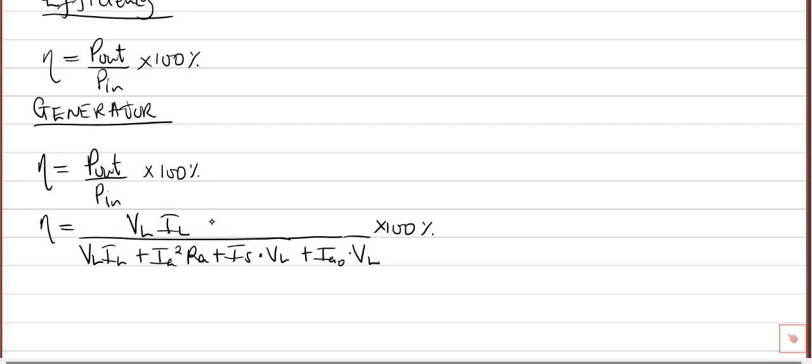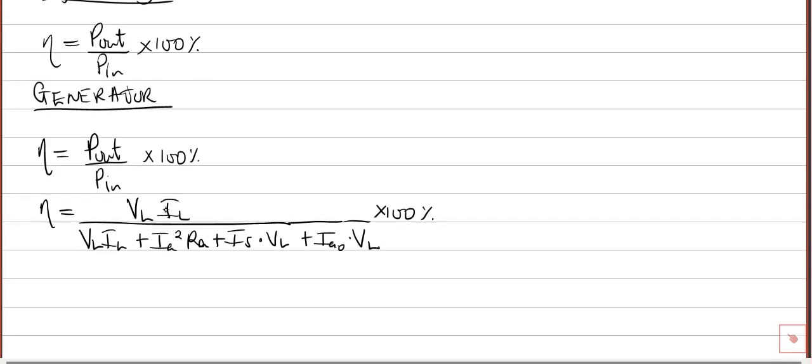You apply the same principle even in this very equation here. So in this case, everything you have here at the top represents P out, and the whole expression at the bottom here represents P in. If that's the case, we'll start with P out. P out in a generator is represented by VLIL.